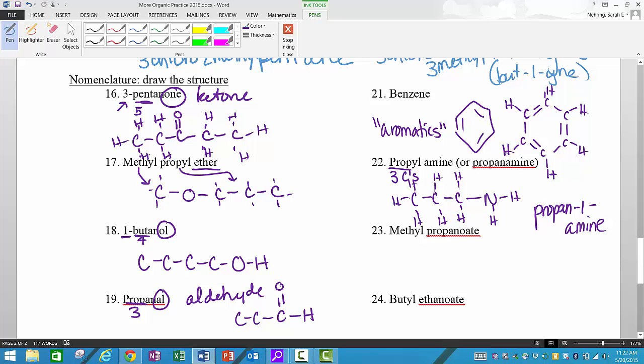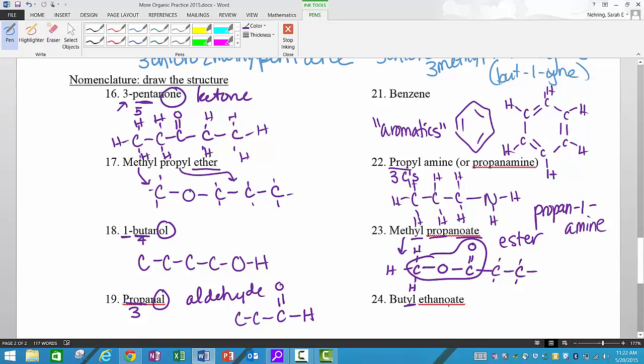Okay, methyl propanoate. So if I see this "-oate", that tells me it's an ester. And the first word tells me this alkyl group, so there's just 1 carbon there. And then I'm going to have an O and then a C double bond O here. So right here, this is my ester functional group. And this side of it, since there's a prop, this side has 3 carbons, so it looks like this.